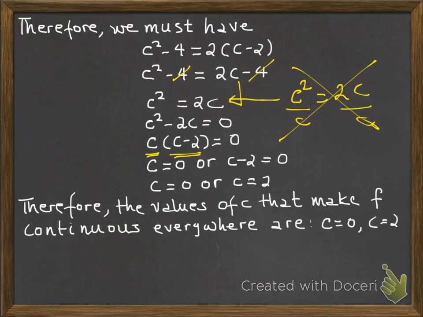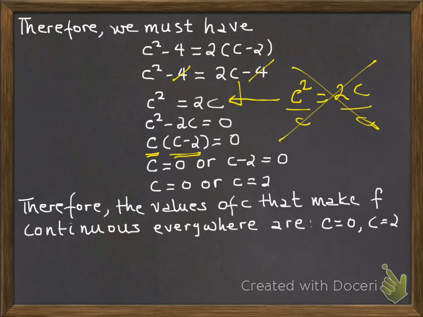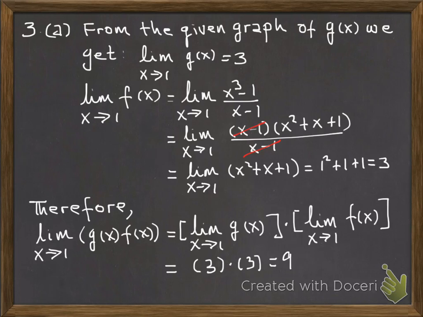So therefore, these two values of c will make the function continuous everywhere, which can be verified by plugging in the numbers we got in place of c and plotting the curve. Then one can see clearly the graph has no hole, and it is clearly a continuous function. Okay, so that is all about number 2.